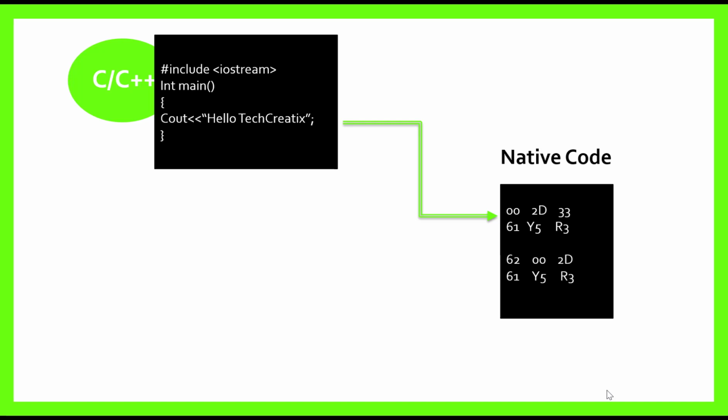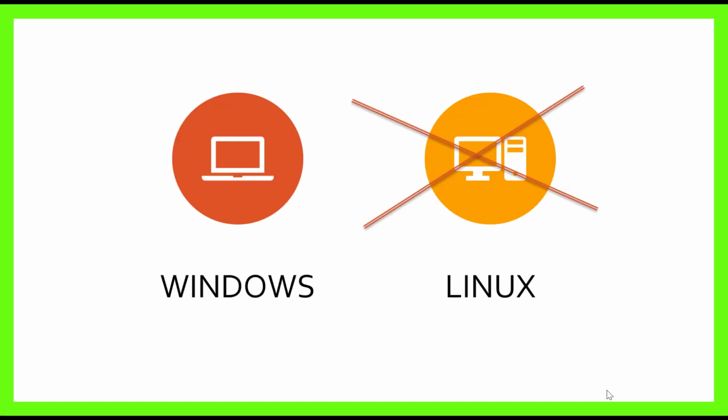Before C Sharp, we had two programming languages. Number one is C and number two is C++, from the C family. With either of these languages, when we compile an application, it converts the program to native code or machine code, as you can see. Now we have different operating systems. So let's say I have a Windows operating system and I wrote a C++ application on that operating system and compiled the application. After compiling the application, the program converts into native code.